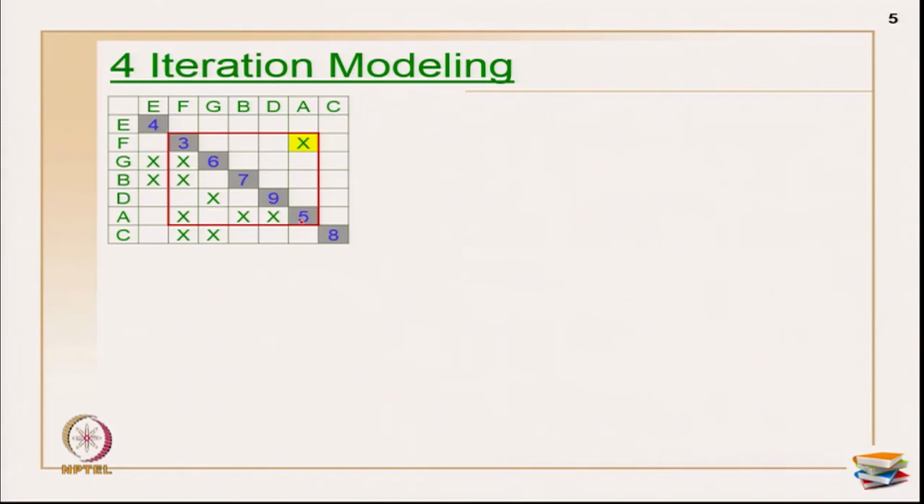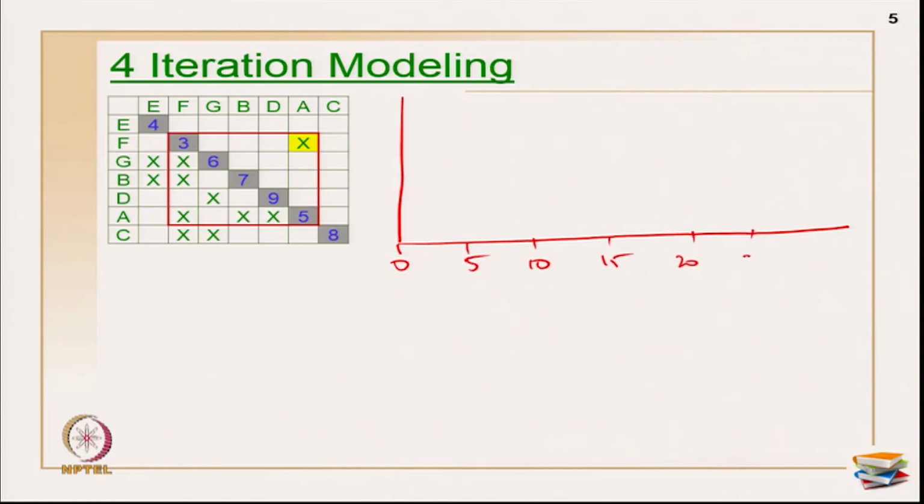Okay. Now, I am going to plot this on a bar chart. 0, 5, this is 10, this is 15, this is 20, this is 25, this is 30, and these are my list of activities. If I keep it in that order, this is a sequence that you have already identified. So, activity E is taking a duration of 4. F is actually a parallel activity to E because I do not have a relationship with E. So, I can start F even before here. This takes a duration of 3.